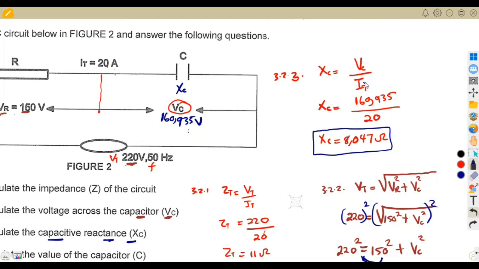All right, so that is a reactance, so it's measured in ohms. So here this IT is equal to IC. Our formula was supposed to be VC over IC, but this IC and IT, it's a series circuit where we know that in a series, current is the same. So that was the idea of this question here.